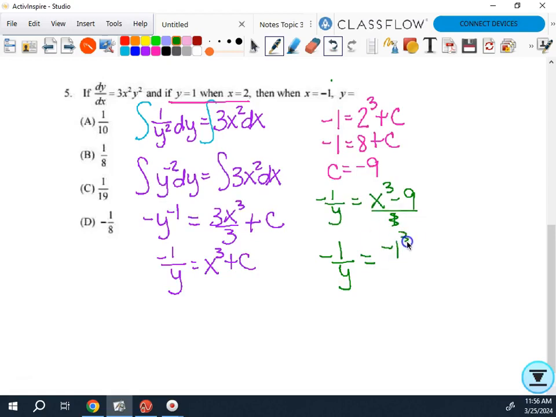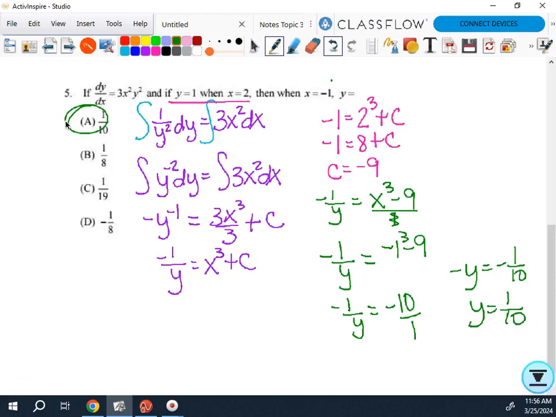negative 1 cubed minus 9. Okay, so I get negative 1 over y is equal to, so negative 1 cubed is negative 1, minus 9 is negative 10. So if 1 over y equals negative 10 over 1, then that means that negative y equals negative 1/10, which means y equals 1/10. You would do basically those same steps with the equation if you needed to. We just didn't need to, so we don't have to.